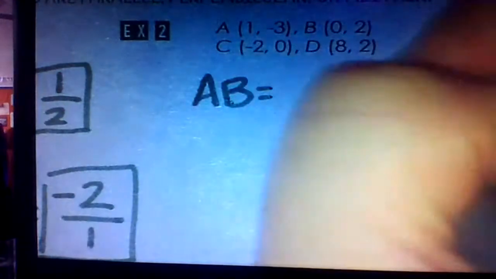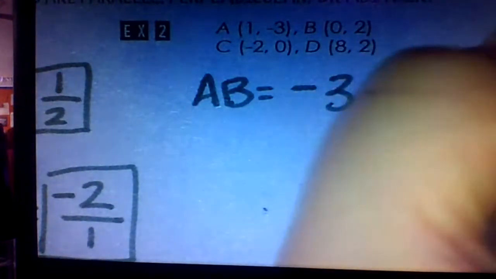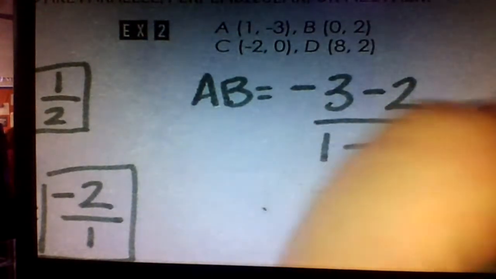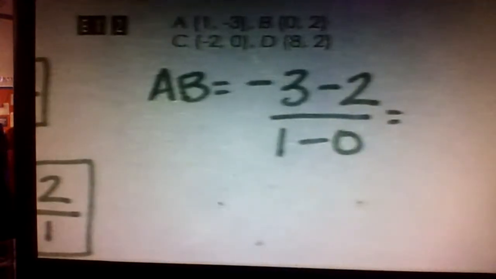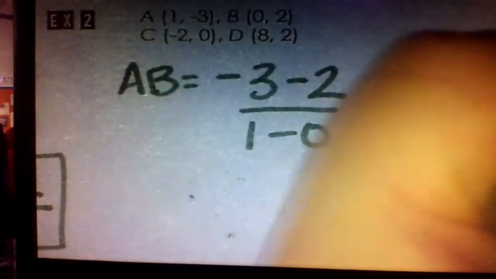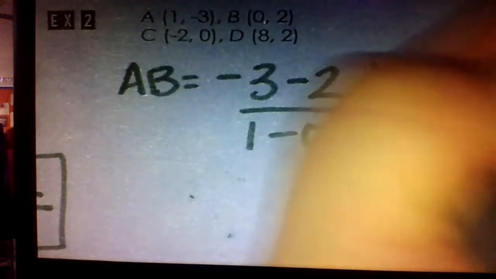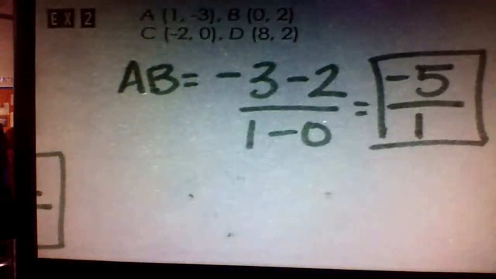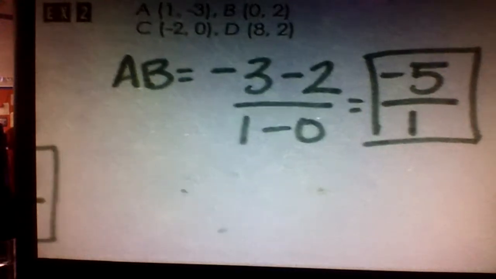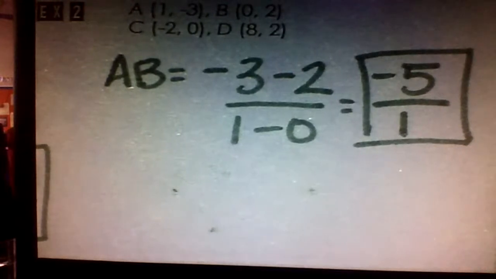Okay. So AB in this one: -3 minus 2, and 1 minus 0. So what's my slope of AB? -5 over 1. So what do I need for my other line to be perpendicular? Wait, I feel like that was extra positive. What, my final answer? No, the 5, because it's negative.